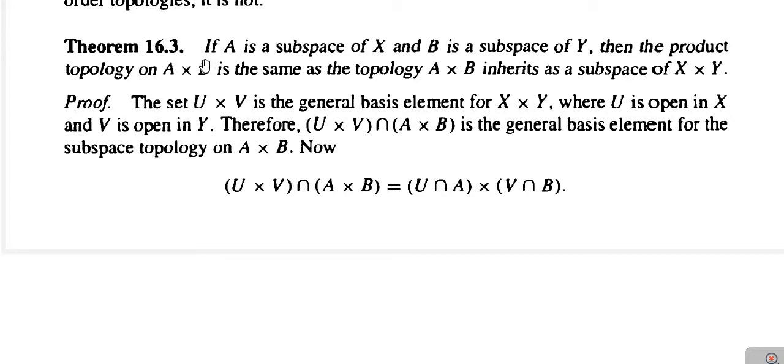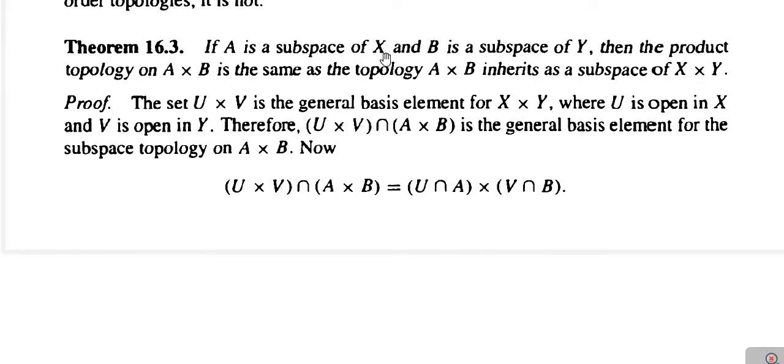The statement of the theorem is: if A is a subspace of X and B is a subspace of Y, then the product topology on A cross B is the same as the topology A cross B inherits as a subspace of X cross Y. To prove this result, we have to show that the subspace topology of X cross Y is the same as the product topology on A cross B, where A and B are subspaces of X and Y respectively. And to prove this, we have to show that bases of both the topologies are the same. So let us prove this theorem.